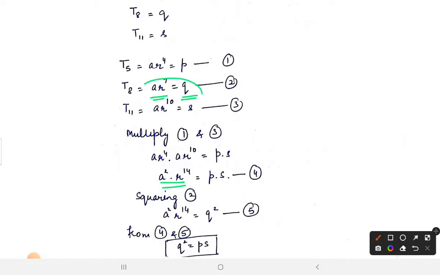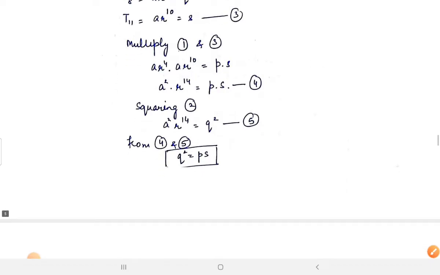If we square this, what will we get? We get A square into R to the power 14 is Q square. So squaring the second term, we will get this. So from 4 and 5, the left hand side is equal, therefore the right hand side should be equal. So we have the relation Q square is equal to PS.